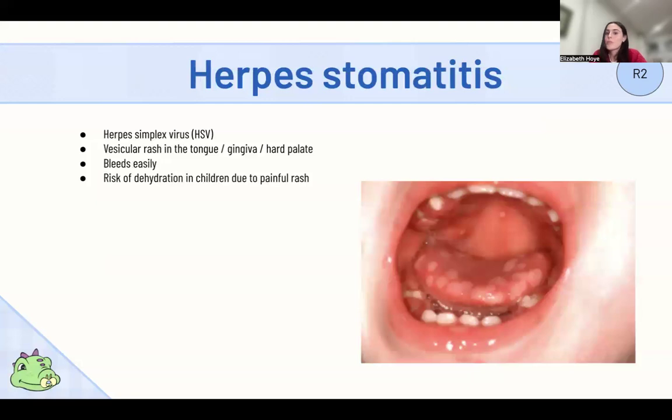This next one is herpes stomatitis. So that's HSV, and it causes this vesicular rash around sort of the mouth. And because it's very painful, kids are at high risk of dehydration if they don't want to drink, and it can also bleed very easily.